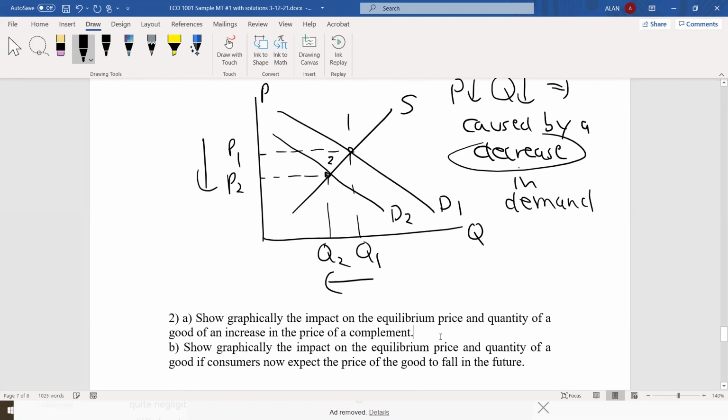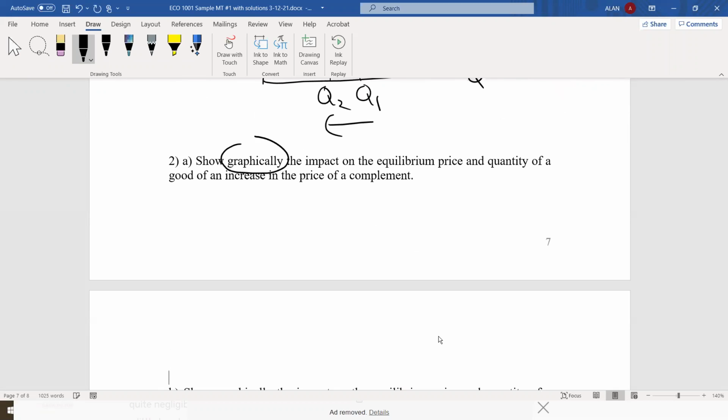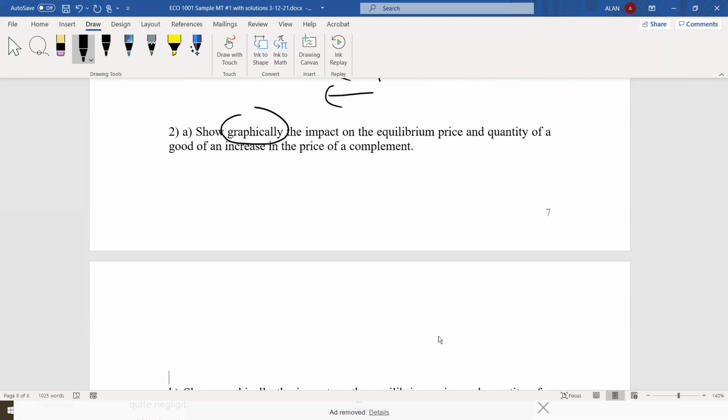Now this one is different because this one actually says show graphically. That means you must provide a graph. So they're asking you to see what happens when there's an increase in the price of a complement. Now, again, you might want to think of an example. So what is the impact, as an example, on the demand for ketchup if French fries become more expensive?